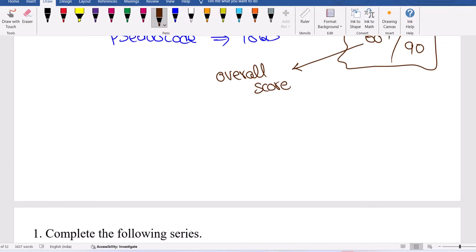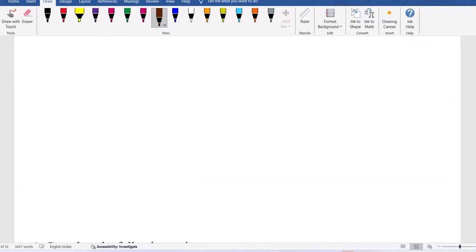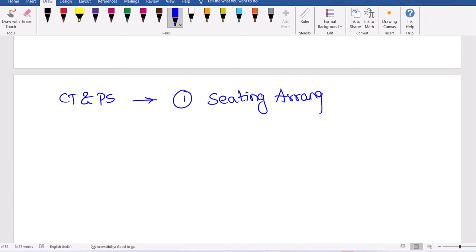Now let's go ahead with the syllabus. I'll give the outline regarding the syllabus, since many people want clarity. In critical thinking and problem solving, the main topic is seating arrangements or puzzles. Around 7 to 8 questions you will get, so focus more on seating arrangements and puzzles here.